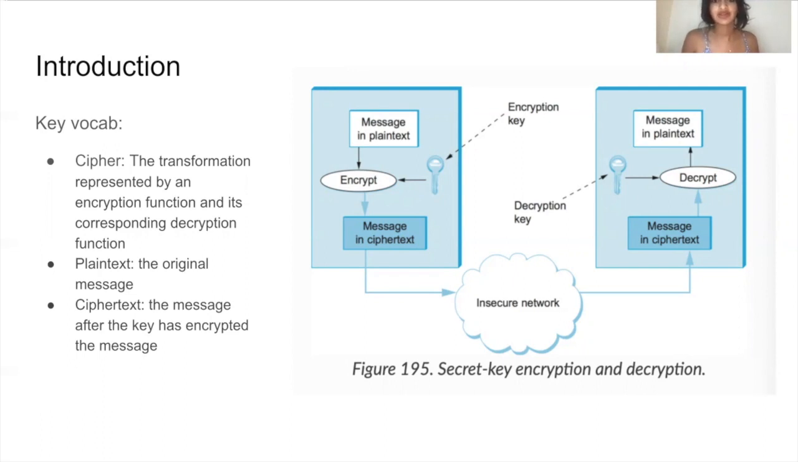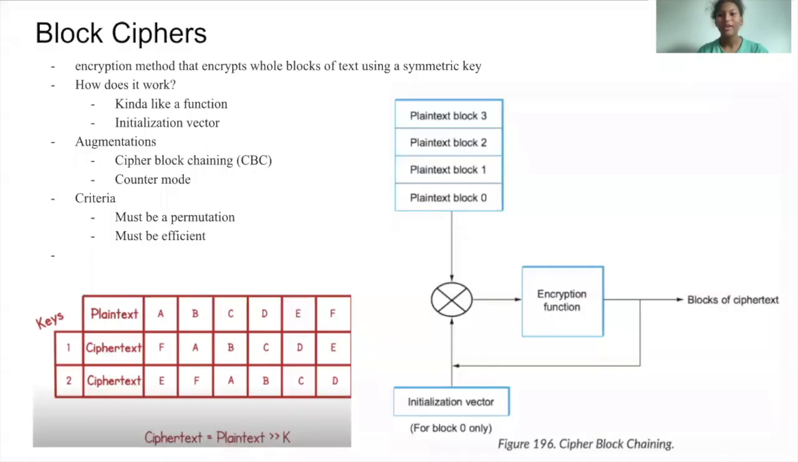So you have your message, your plain text, and you encrypt it using something called an encryption key. Once you encrypt it, that message is now in ciphertext because it's untranslatable, and you send it over the insecure network. The receiver receives the message in ciphertext, not plain text, because it's been encrypted. They are able to decrypt it using their decryption key, and they can now read the message in plain text.